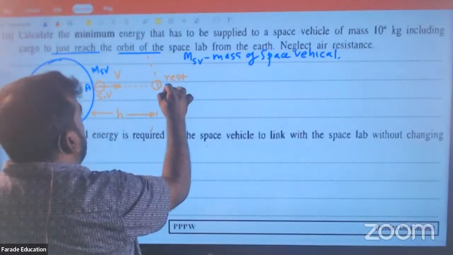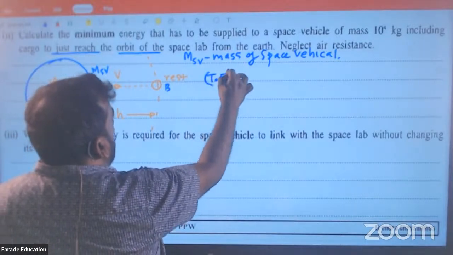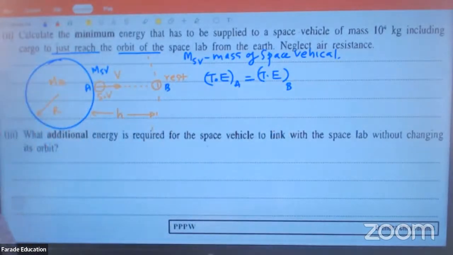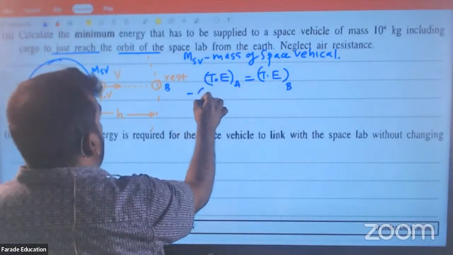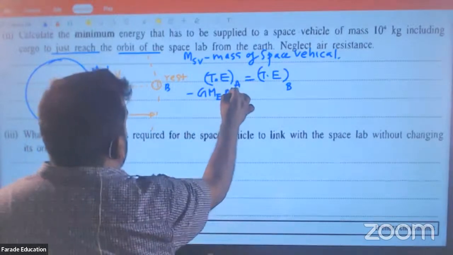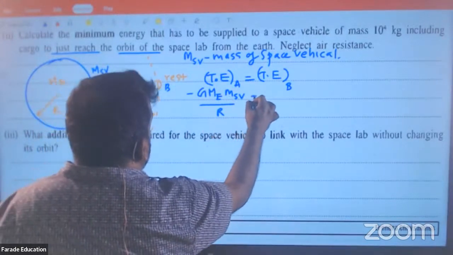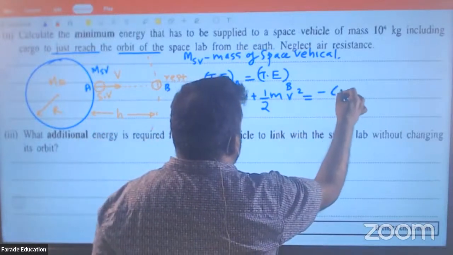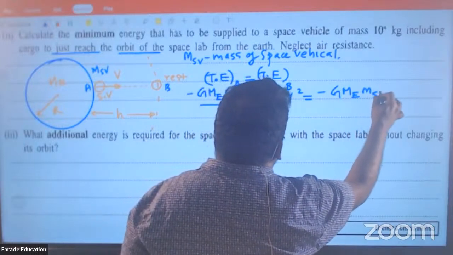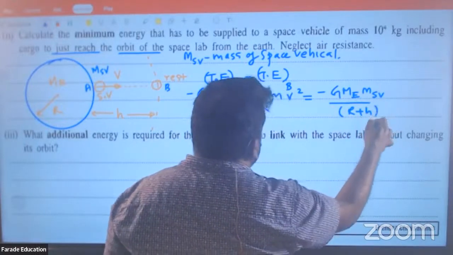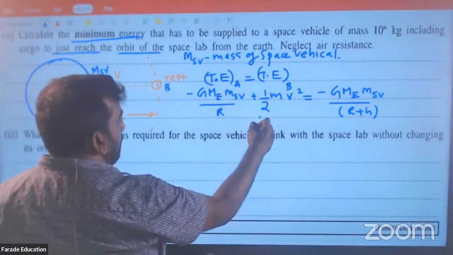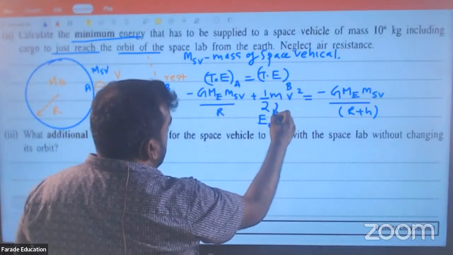Total energy at A equals total energy at B. I'm writing short form, but you don't write short form. Total energy at A is gravitational potential energy, minus G ME mass of space vehicle over radius R, plus half M V squared. Total energy at B is only gravitational: minus G ME M space vehicle over R plus H. What are they asking? Minimum energy. Minimum energy is kinetic. This is your minimum energy.